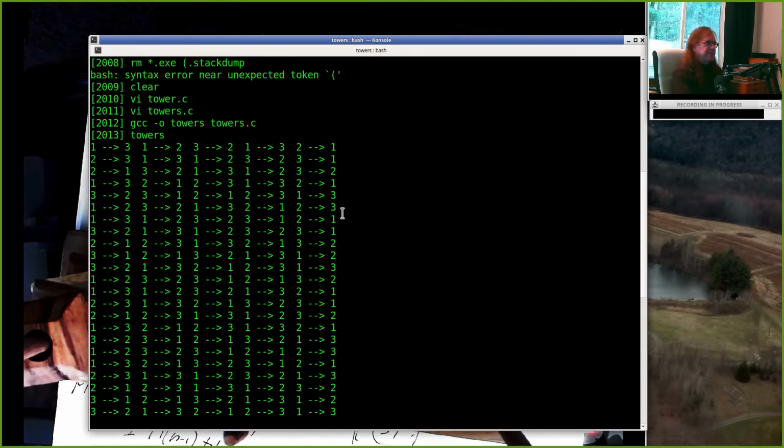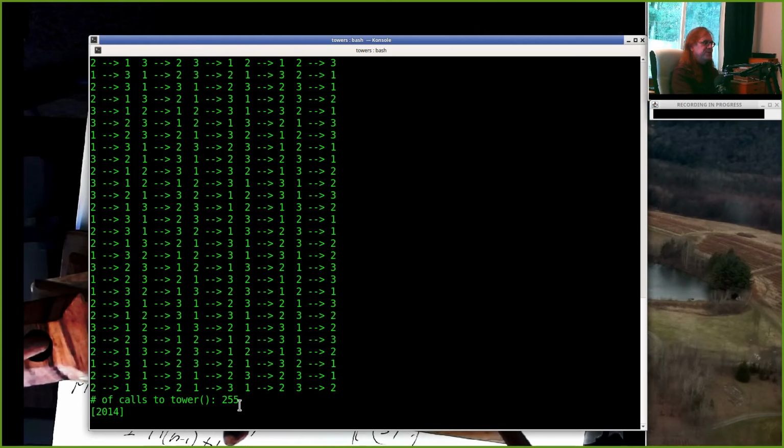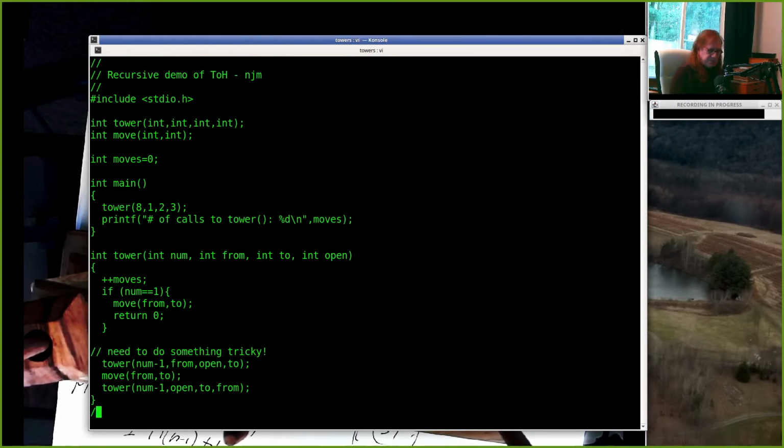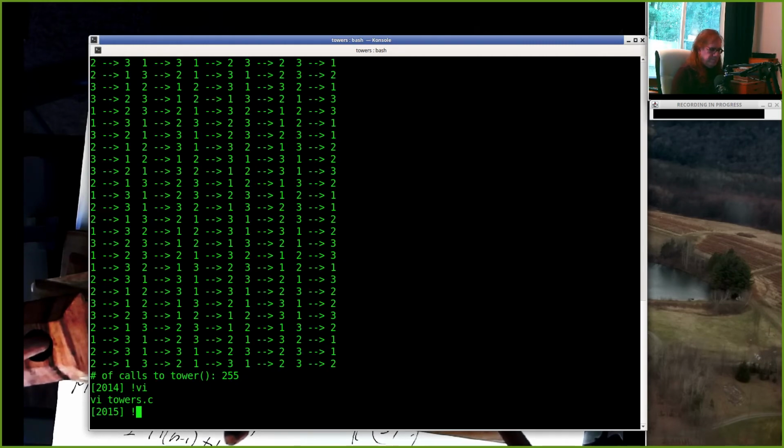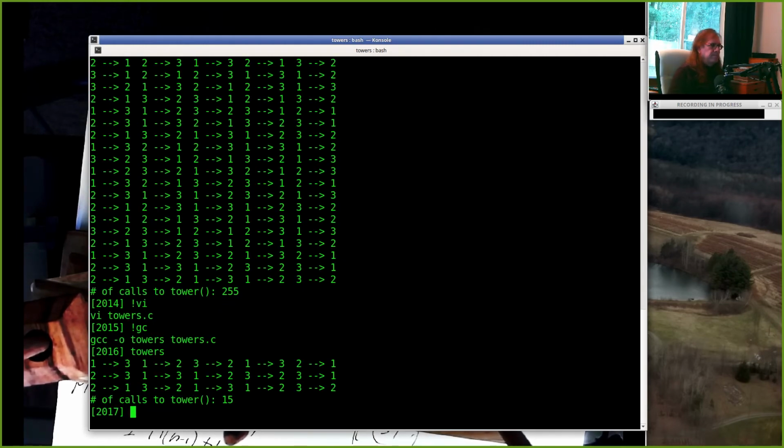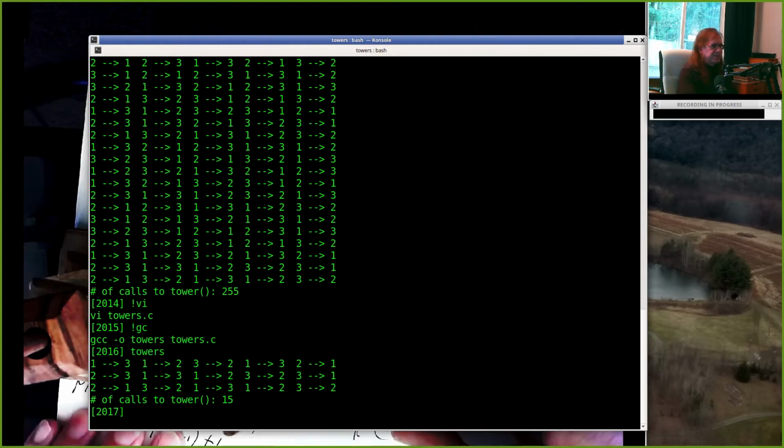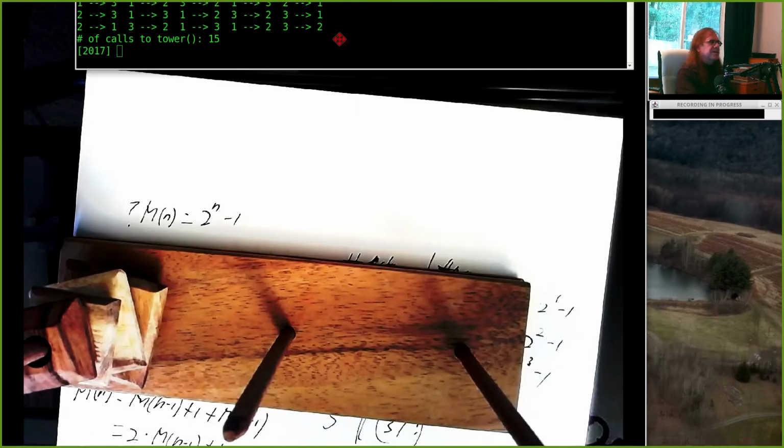And it's telling us at the end, the total number of moves it made was 255. Well, that's 2 to the 8th minus 1. So that matches our calculation. So let's try this with 4 disks. Right, there's our solution for 4 disks. So let's see if this actually works.